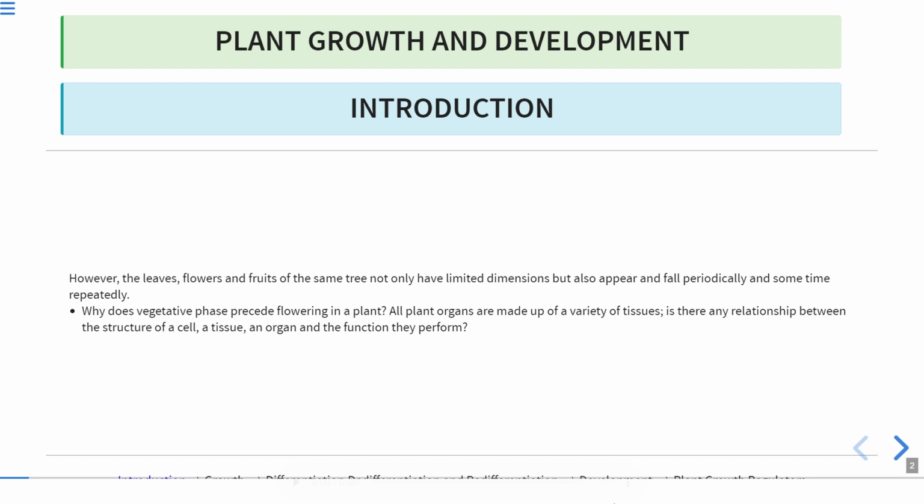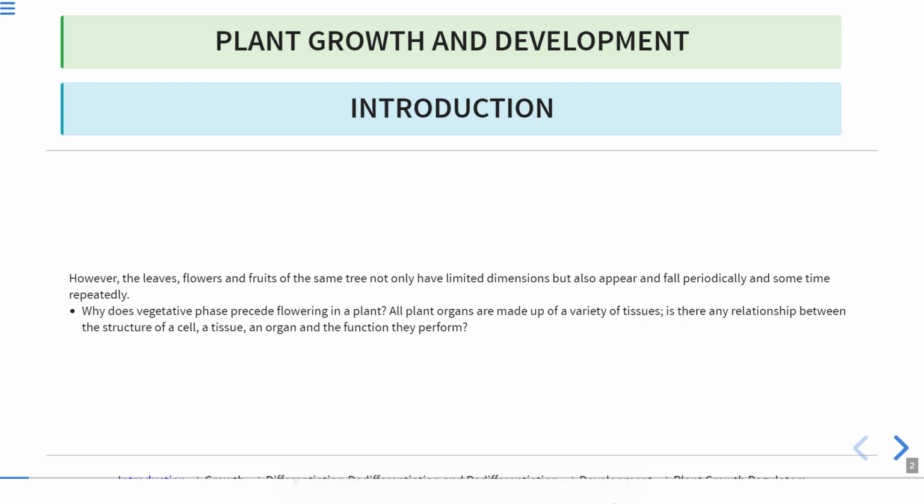of tissue, and we all know that there are different types of tissue. There is a meristematic tissue, a ground tissue, a permanent tissue, a complex tissue, right? So there are different types of tissues in the plant. And is there any relationship between the structure of a cell, tissue, and organ and the function they perform? Have you ever thought that there is some relation between the cells and the tissue, the tissue and the organ, and how these organs perform their functions, right?